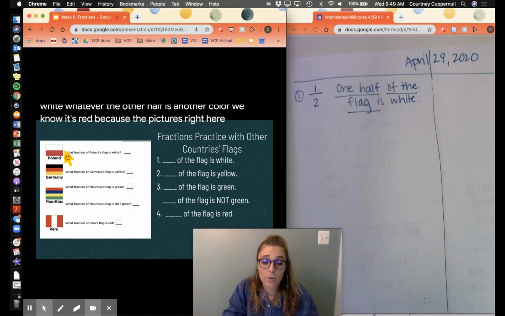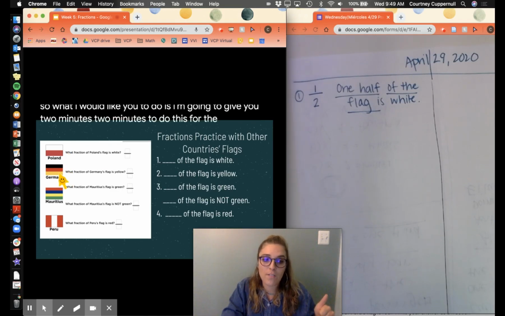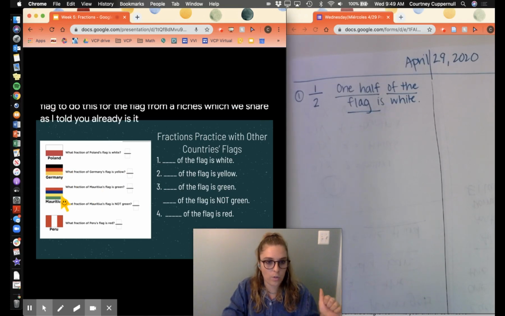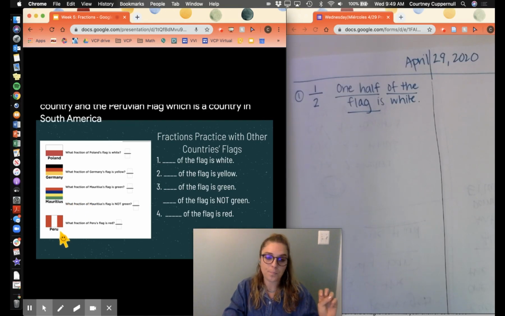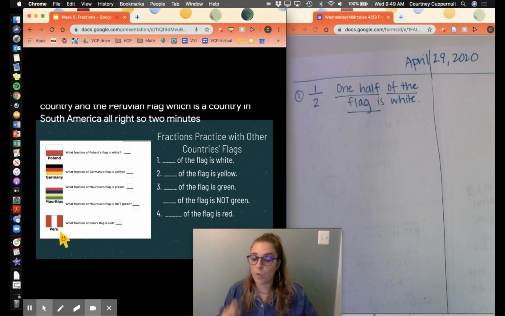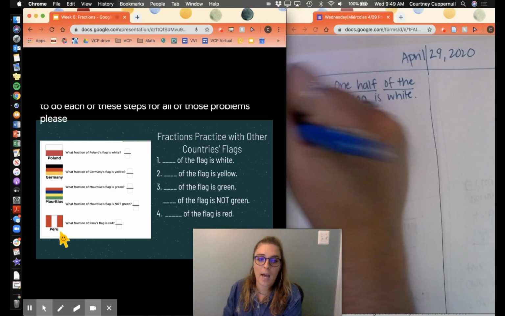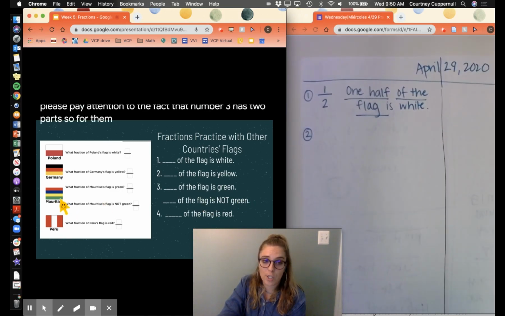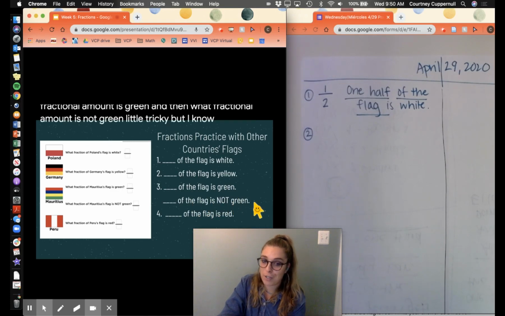All right, so I'm going to give you 2 minutes to do this for the German flag, the flag from Mauritius, which as I told you already is a really cool little Pacific island country, and the Peruvian flag, which is a country in South America. You are going to do each of these steps for all of those problems. Please pay attention to the fact that number 3 has 2 parts. For the Mauritian flag, I want to know what fractional amount is green and then what fractional amount is not green. A little tricky, but I know you guys are going to rock it.